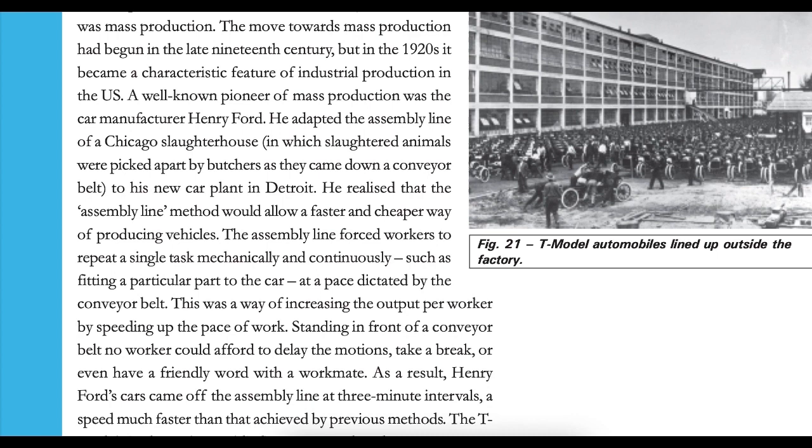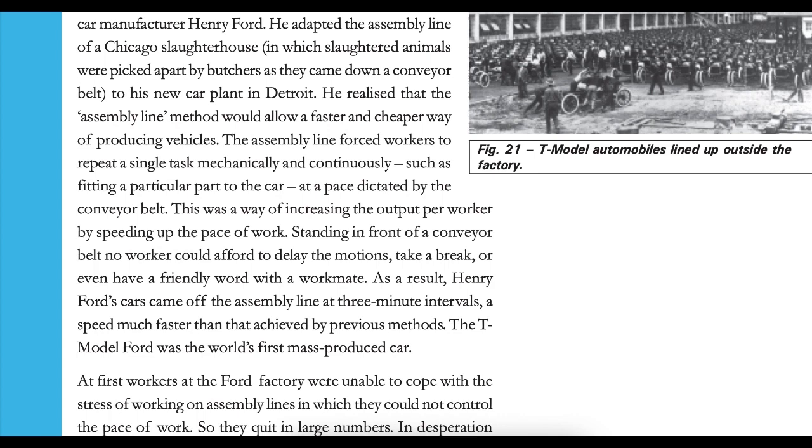A well-known pioneer of mass production was the car manufacturer Henry Ford. He adopted the assembly line of a Chicago slaughterhouse, in which slaughtered animals were picked apart by butchers as they came down a conveyor belt, to his new car plant in Detroit. He realized that the assembly line method would allow a faster and cheaper way of producing vehicles.